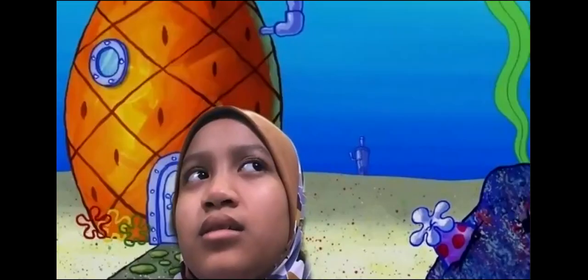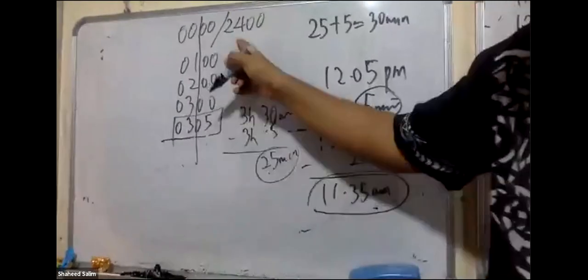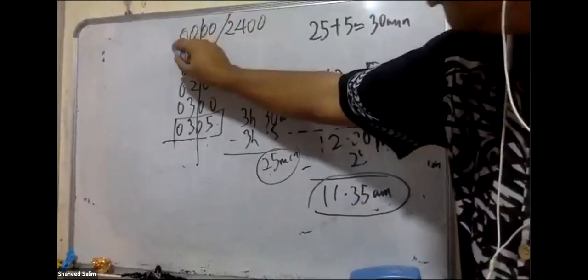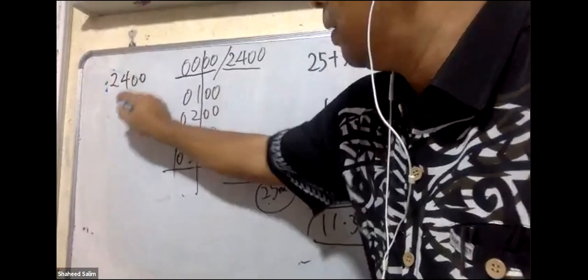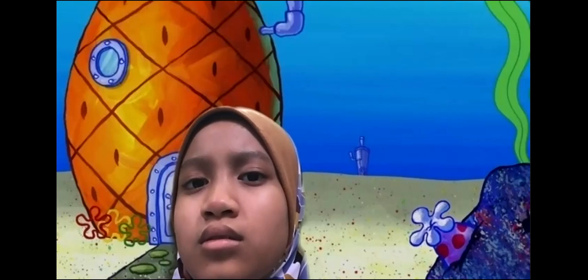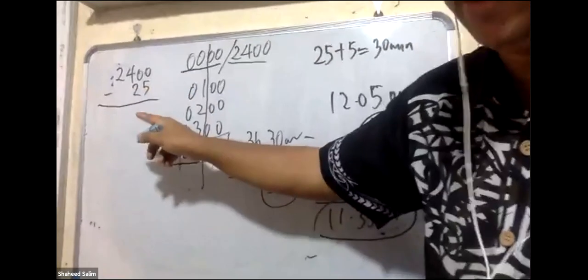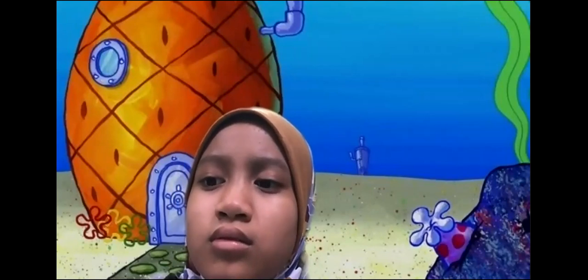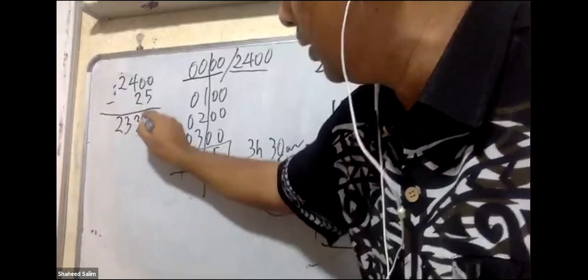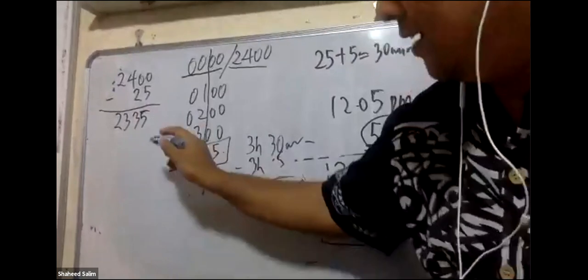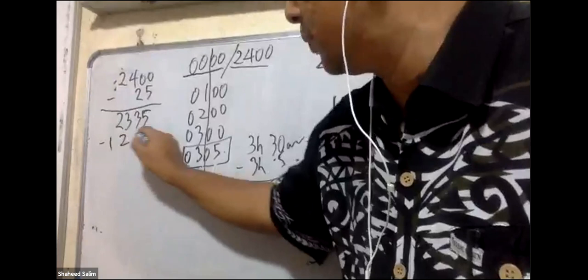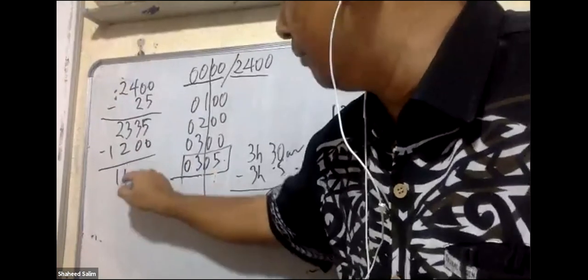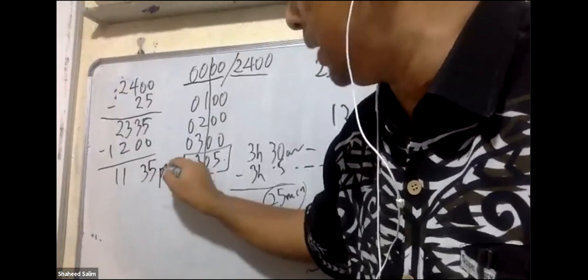25 is 11:30. Okay, so how to do? Remember, 12 midnight can be 0000 or 2400 hours. So let us take 2400 hours. You will get 11:35. But I'm showing you the 24-hour clock. So now you minus, you get 23:35. If you want to find exactly 23:35 in terms of AM, PM, you minus 12 hours. Down here, you get 11:35 and this is PM.